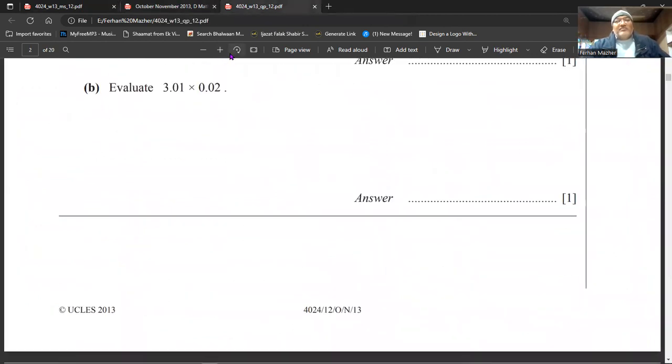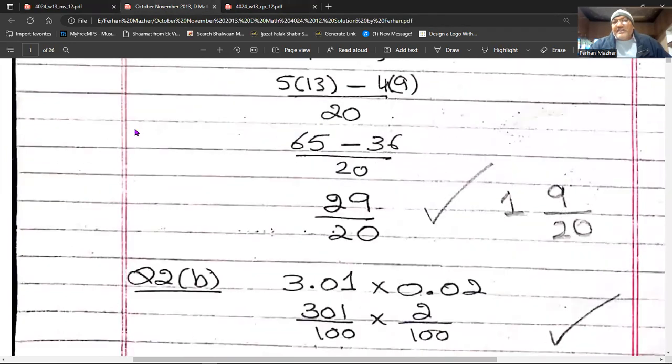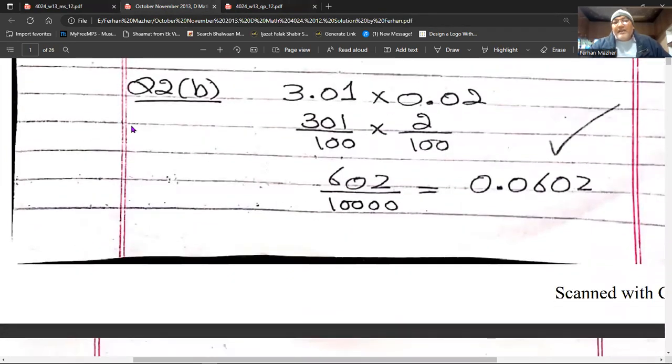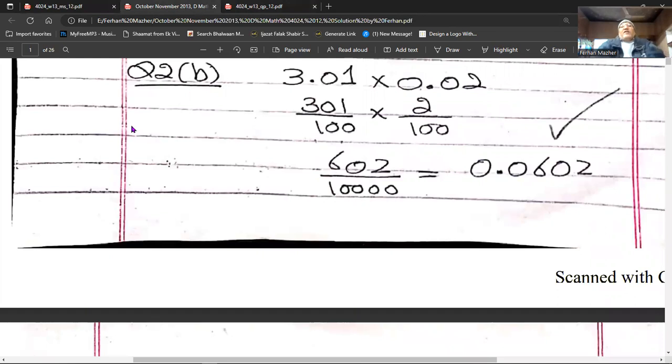Question number 2, it's B part. We have 3.01 multiply 0.02. So here we have 2 decimal fractions which are multiplying with each other. Because this is paper 1, calculator is not allowed. So my technique is always to convert them into fractions. So I will have 301 divided by 100 multiply 2 divided by 100. Numerator will multiply with the numerator. The denominator will multiply with the denominator.